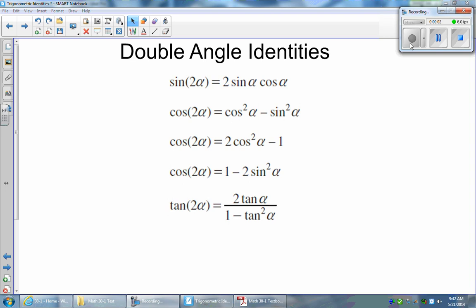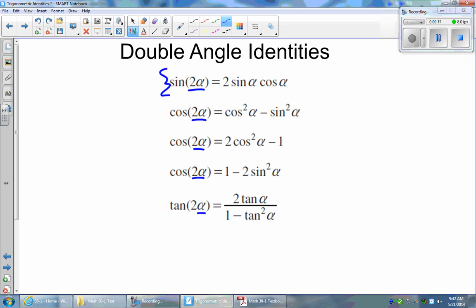All right, so the next set of identities I want to introduce to you guys is what we call double angle identities. The reason why it's called a double angle identity is because if you look at each of the arguments, each of them are all doubled. Now, with sine, it's pretty easy. It's only one form, but with cosine, there's actually three different forms you could use here. And with tan, there's actually one form there too.